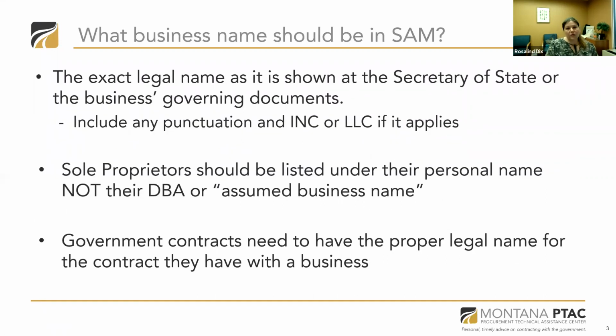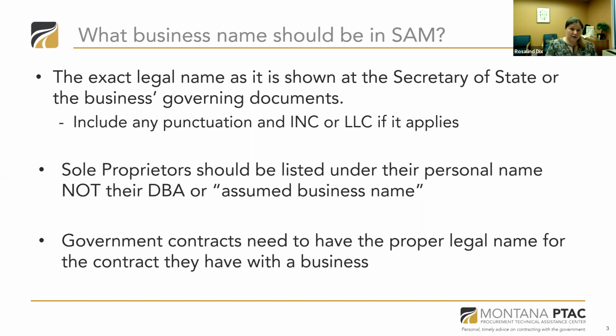So let's talk about what business name should be in SAM. It should be your exact legal business name that is in the Secretary of State, whatever's on your governing documents, including Inc. or LLC and punctuation like commas. And this is the information that is given to Dun & Bradstreet, and then they issue the DUNS number, which then allows you to register in SAM, which most of you should have a SAM registration.